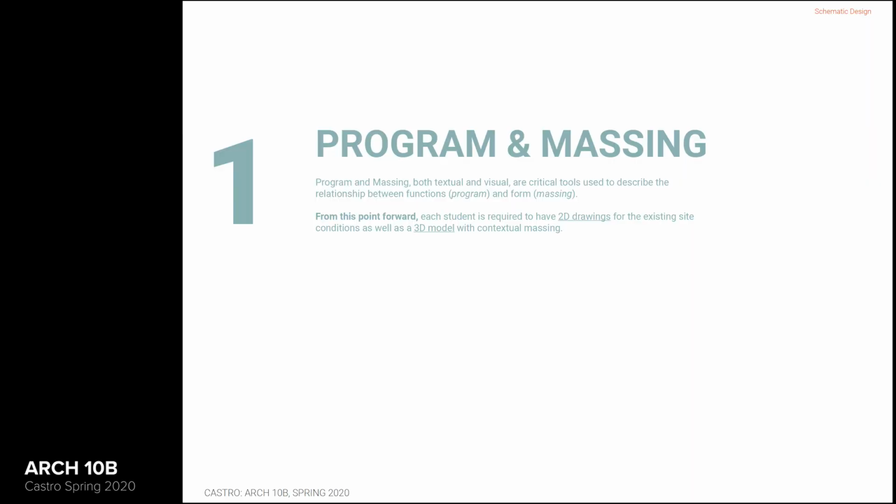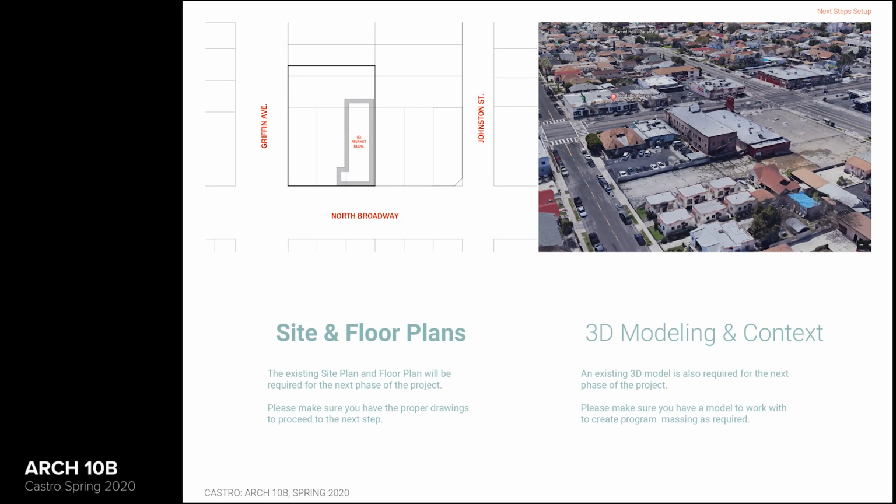And program and massing, both the textual and the visual, are critical tools that we use to describe the relationship between functions of program and the actual form and the massing of a design. From this point forward, I do want to let you know each one of you is required to have the 2D drawings of the existing site and a 3D model with contextual massing. So what I mean by that?